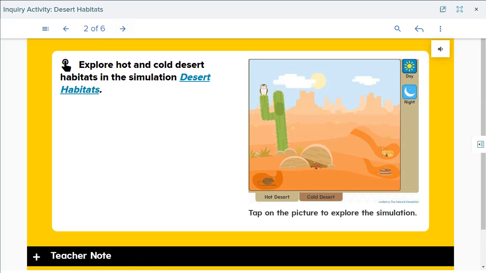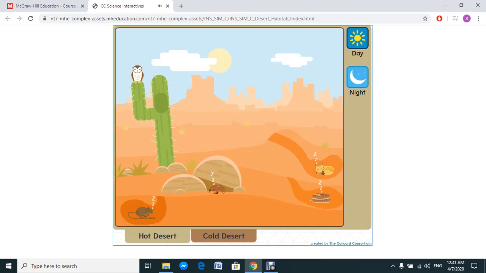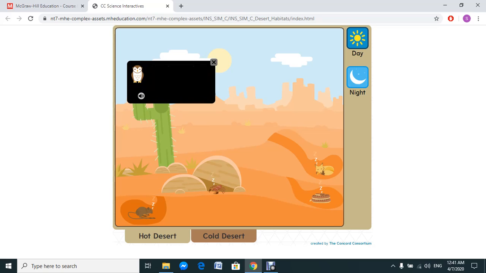Explore hot and cold desert habitats in the simulation Desert Habitats. So let's open the inquiry activity. Different kinds of animals. What we're going to do is click on any animal we want to know how it can adapt in this place. Let's see this animal. This owl.